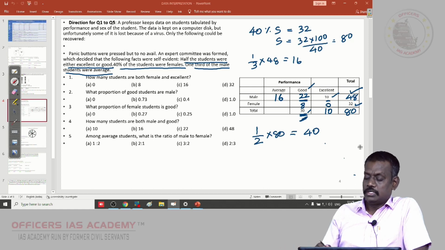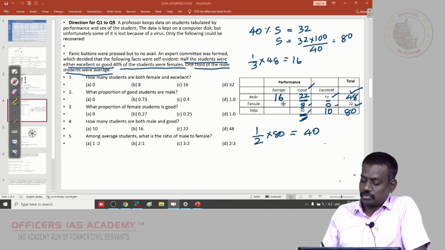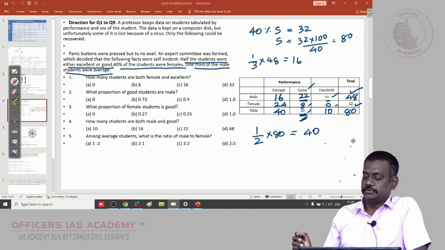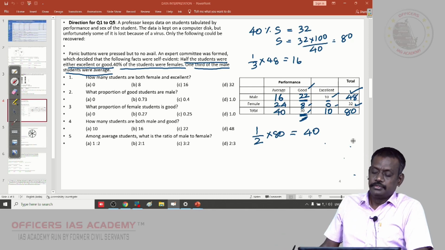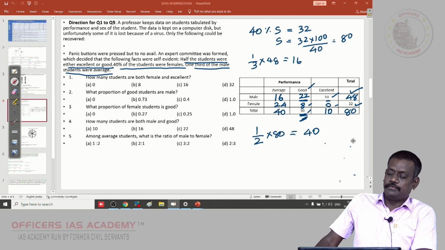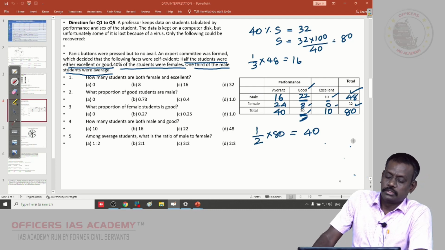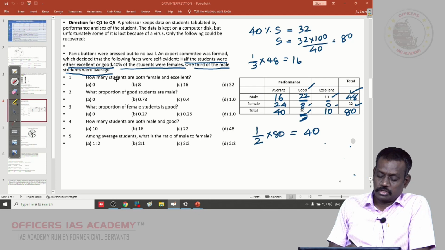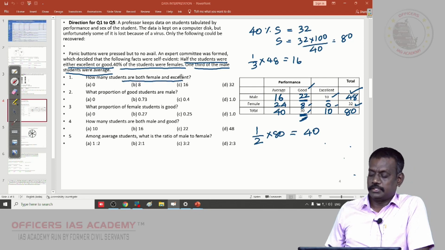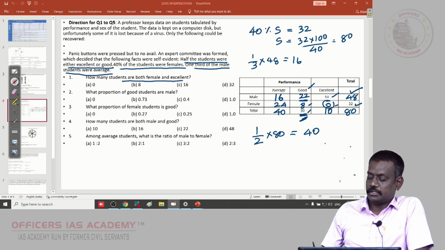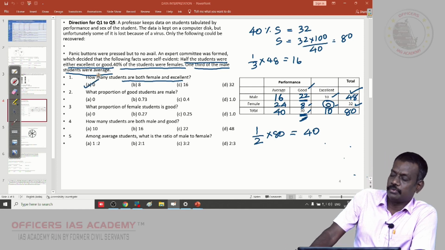Okay, and here you have 8 and here you have 0, so it means here it should be 24. Only then here you will get 40. Understood, children? Okay, so now we have filled the boxes. Now we can move on to the question: how many students are both female and excellent? Female and excellent, it is 0. Okay, both female and excellent, it is 0.